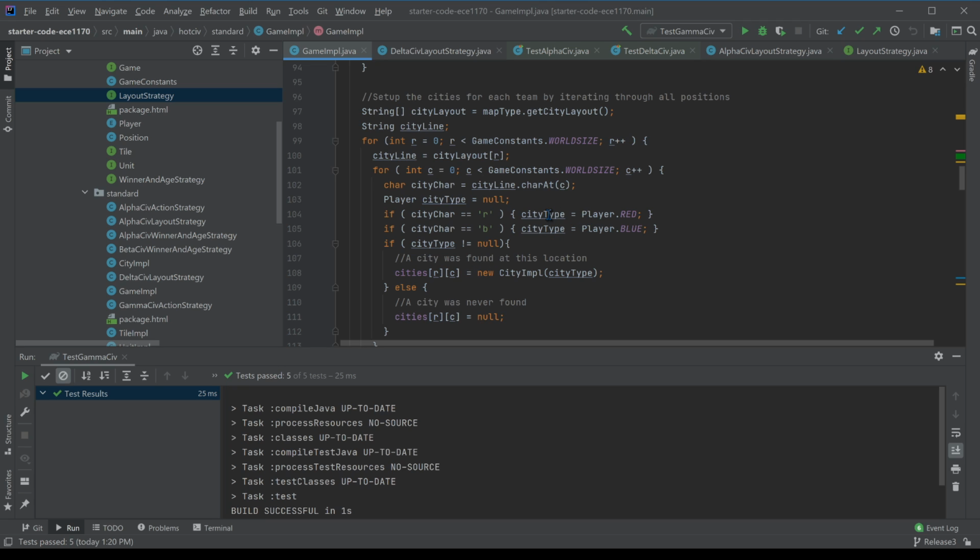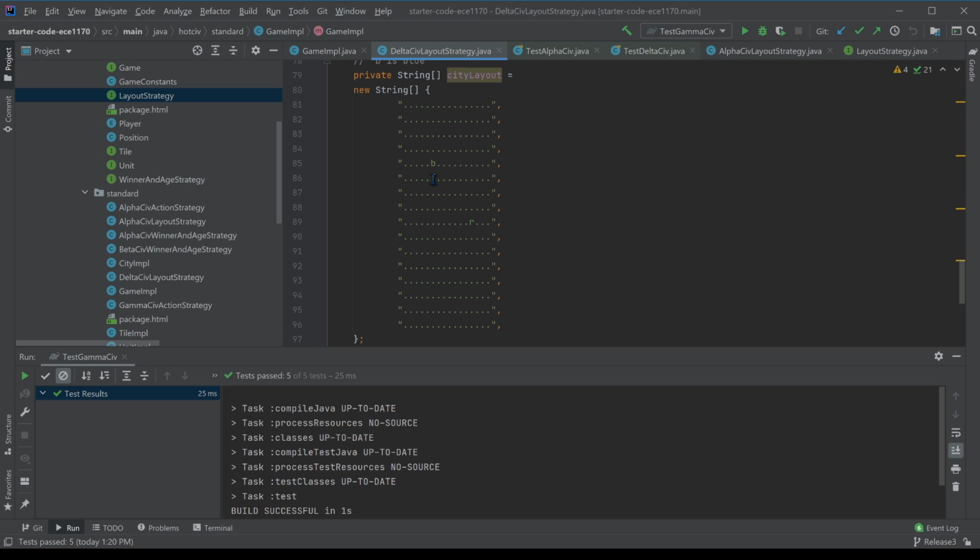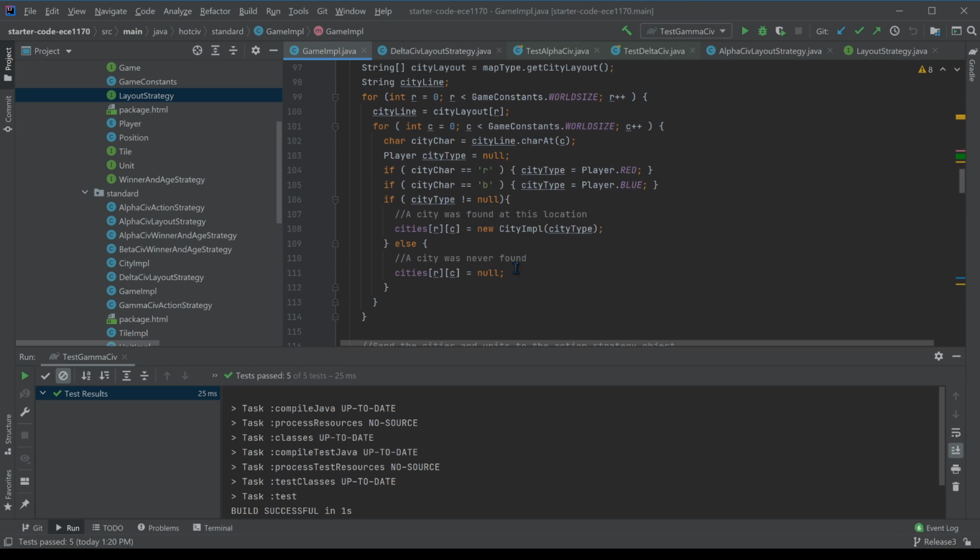If this isn't true, and this city type never actually was defined, so for this it would have meant one of these periods, for instance, that means that there should not be a city there, so no city was found and null is in its place.